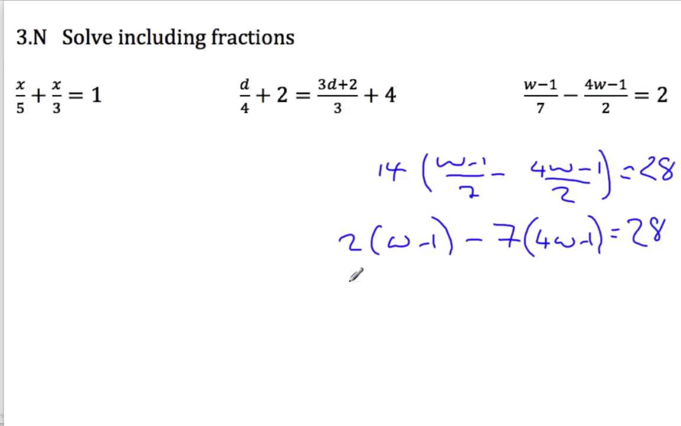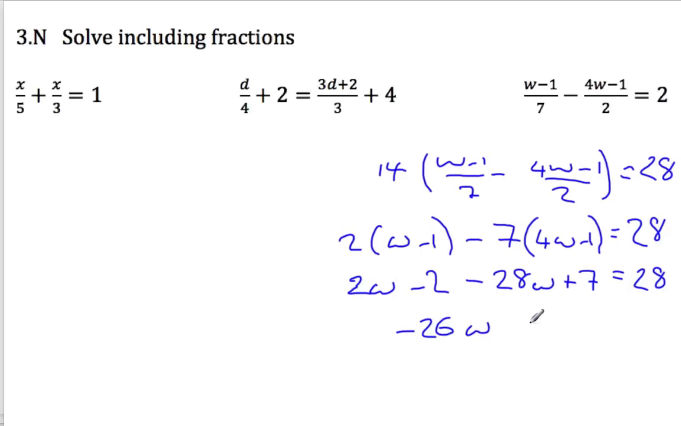So far, so good. Distribute the 2 now. So 2w minus 2. Now here we're going to do minus 7 times 4w, which is minus 28w, and negative 7 times negative 1 is a positive 7. That positive sign is a very common mistake. You have to make sure you distribute the negative 7. I'd like to tidy up the left-hand side altogether. So I would get negative 26w by collecting like terms, plus 5. It's 28.